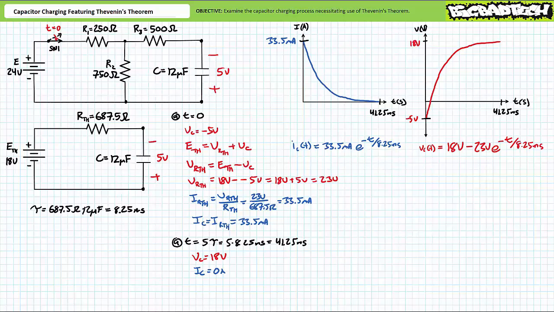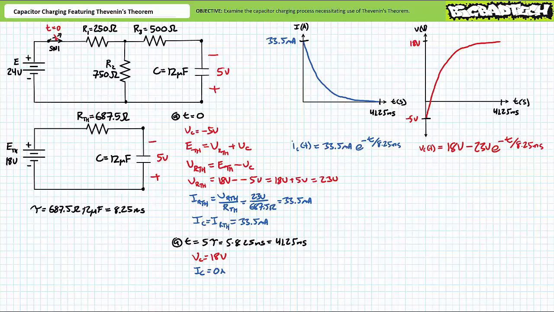The plot of current through the capacitor as a function of time demonstrates it experiences an initial spike of 33.5 milliamperes and then drops to 0 by 41.25 milliseconds. Voltage across the capacitor as a function of time could be modeled as Vc of t equals 18 volts minus 23 volts times e to the negative t over 8.25 milliseconds, where negative 5 is the initial voltage, 18 volts is the final voltage, 23 volts is the initial differential, and 8.25 milliseconds is the time constant.